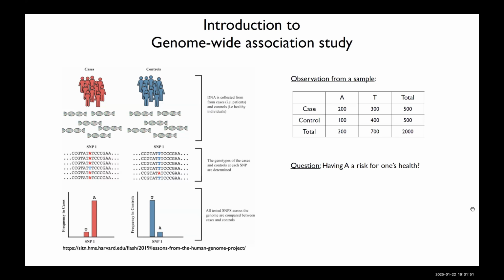So they counted how many times A and T occur in these two groups. And then they would pose a question whether having an A instead of T is associated with the risk of having this particular disease. So to address this question, you can turn this problem into a statistics problem.